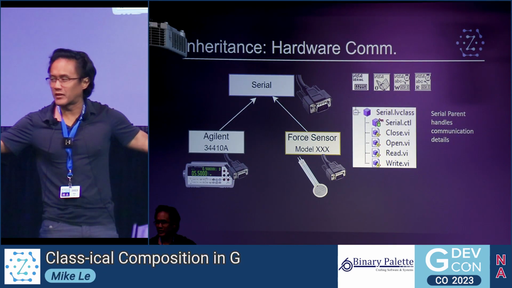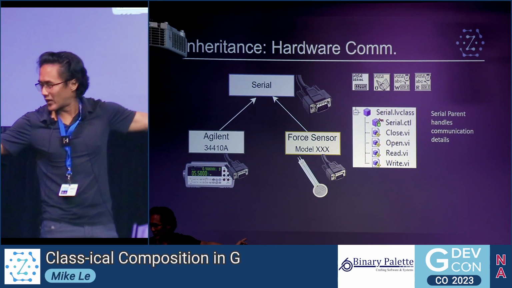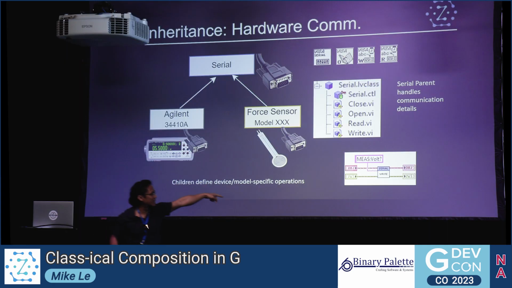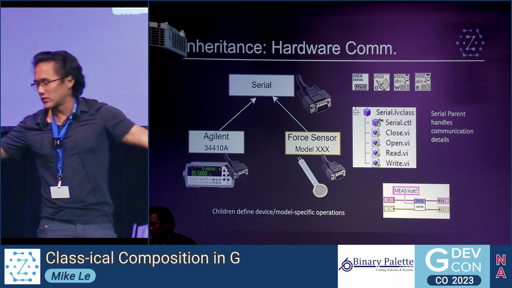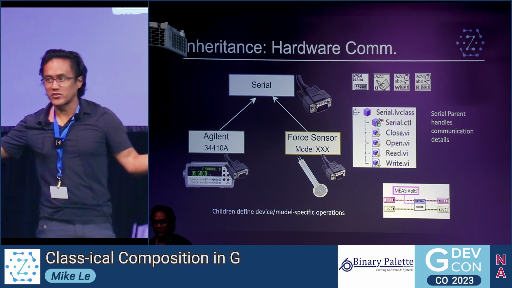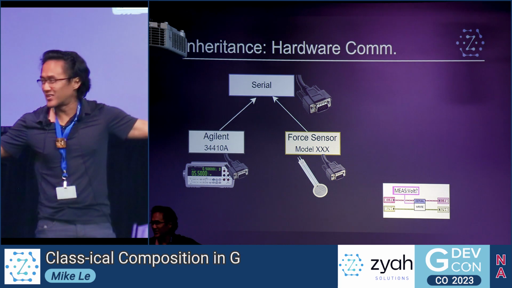Suddenly one of your end users is like, hey, I'm using the same Agilent, but I'm going to be talking to it over something else. So you can use the serial write to send specific commands for the Agilent. The serial base is defining the communication, and then the Agilent is saying, hey, I'm going to send this specific ASCII command, right? All that's awesome. You've separated the responsibilities between the parent and child. But then your end user is like, I want to communicate with Ethernet sometimes.